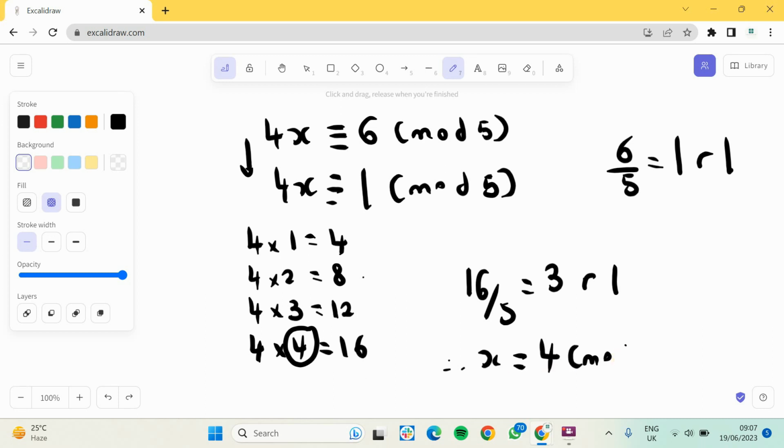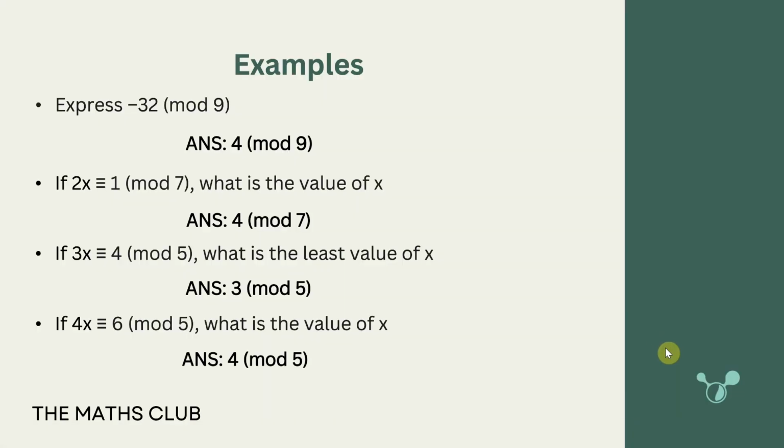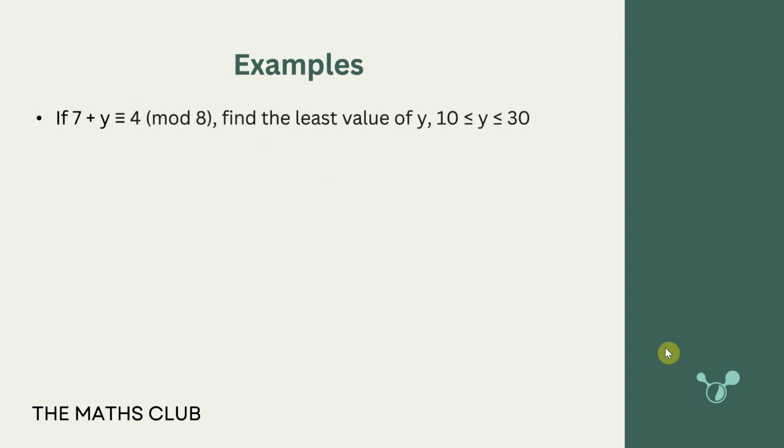Forgot to add that: 4 mod 5. Let's see if our value is correct. Yeah, our value is actually correct. So that's it. Now let's solve some other examples, just to consolidate what we've done.